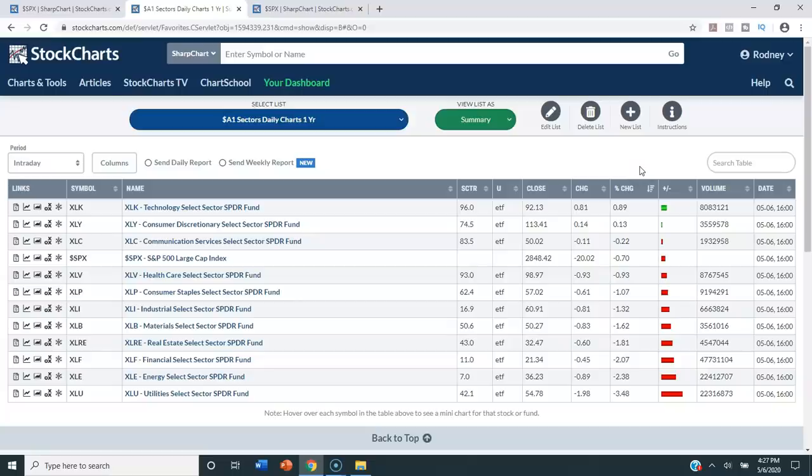The only two sectors that were positive for the day were the technology and consumer discretionary sectors. The technology sector was up 0.89%, and the consumer discretionary sector was positive 13 basis points. The worst performing sector for the day was the utility sector, which is down 3.48%.